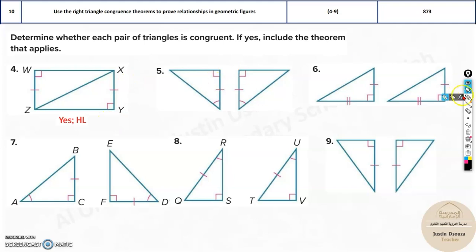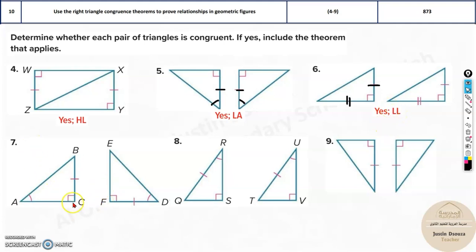What about this one over here? This also we just now saw, there is an angle and the leg over here, so it is leg and angle, LA. Now over here we have 90 degrees and then there are two legs. They all are congruent. So it's leg-leg congruency.